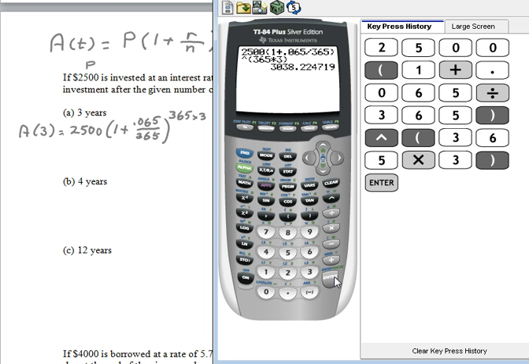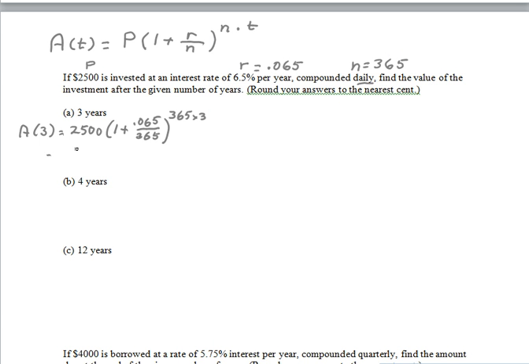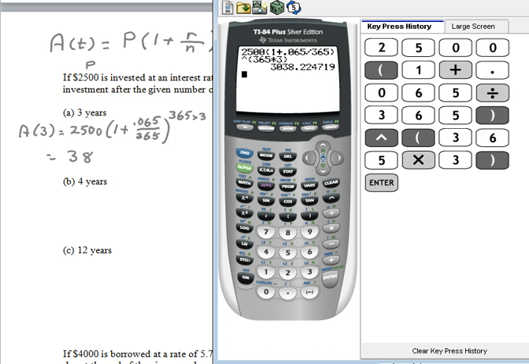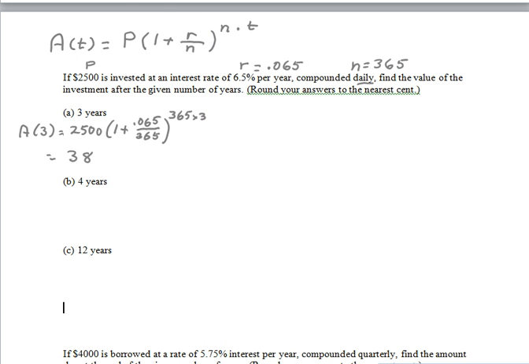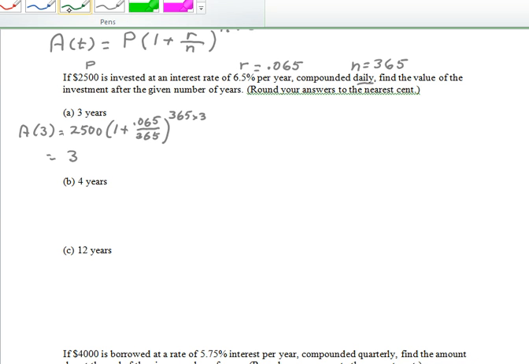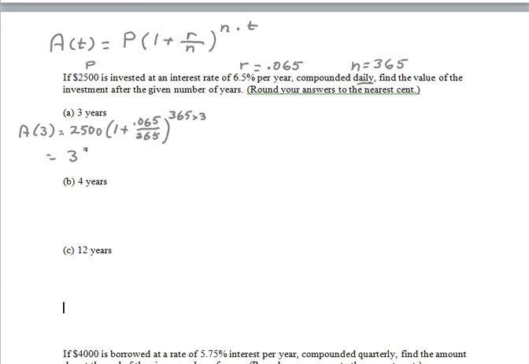And it looks like we're getting $3,838.22. I'm sorry, I think I misspoke. It's $3,038.22.